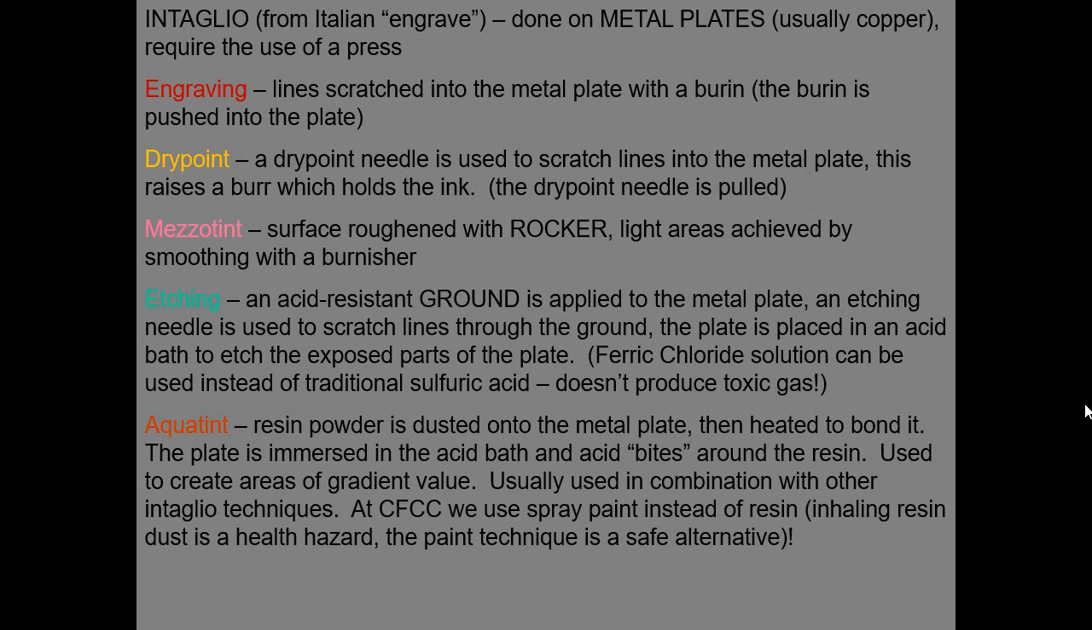Mezzotint, Kim, is the one you're going to hate in a way because there's a lot of prep. You're going to rough up the whole surface with a tool called the rocker. It's going to put burrs everywhere. So if you put ink on it and printed it, you would have a solid jet black rectangle. To create the image, you're going to lower some of the burrs by smoothing them out with a tool called the burnisher. It's very much like making a drawing with charcoal where you make the whole paper dark and erase out the highlights. It's a beautiful technique, but it does take physical effort.